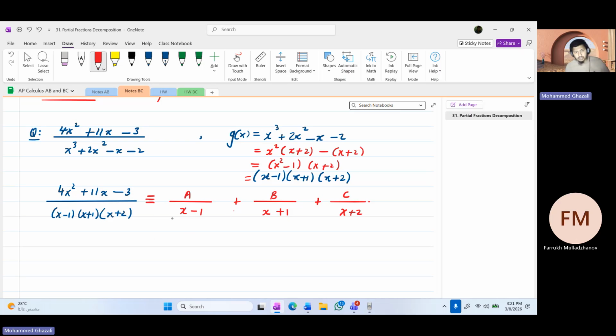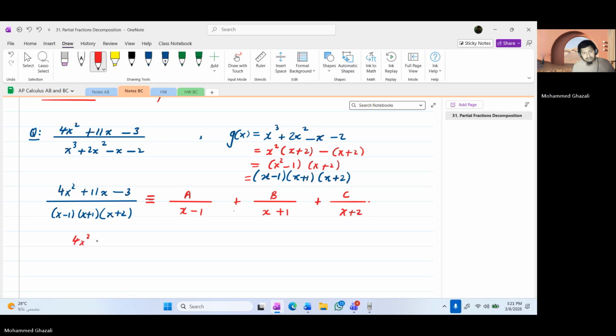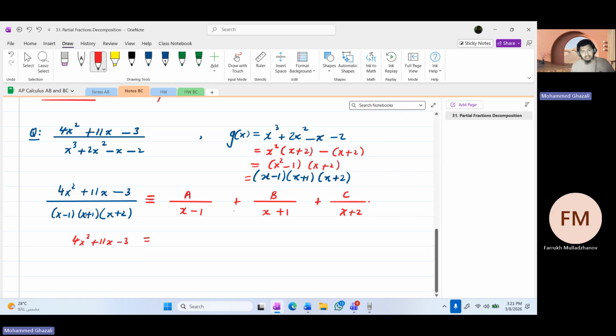Now what we are going to do is simplify this. How do we simplify this? Make an equation. Say 4x squared plus 11x minus 3 is equal to, we're going to drop the denominator. In other words, it's like an equation, right? So you need to solve for A, B, C. Now there's a trick to solve for A, B, C.